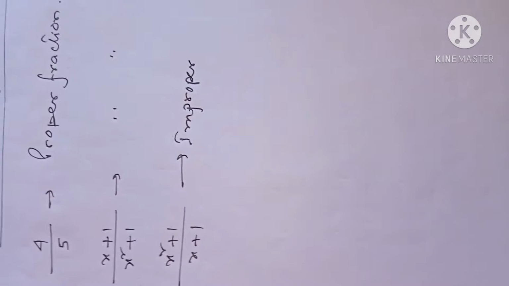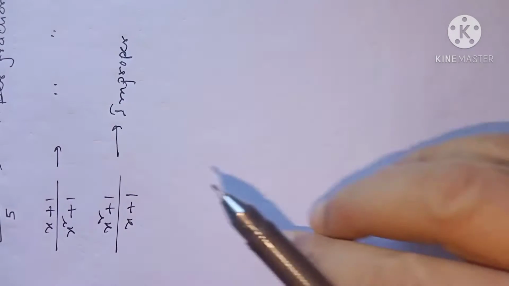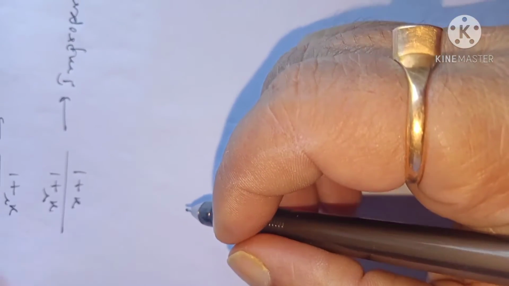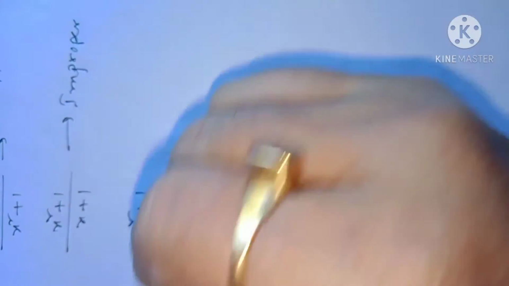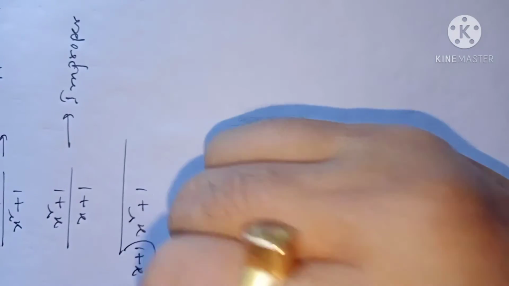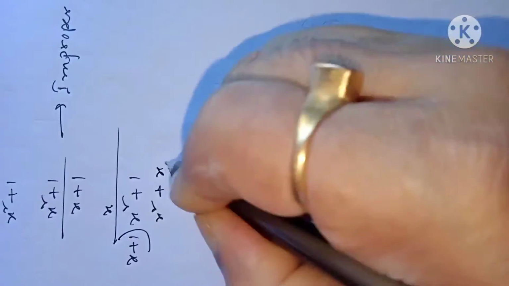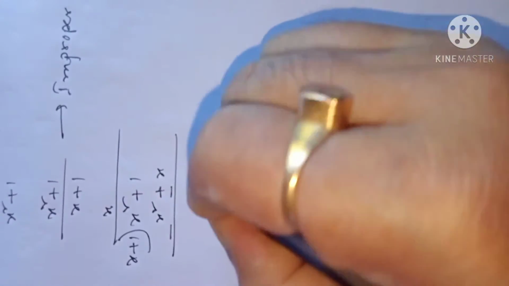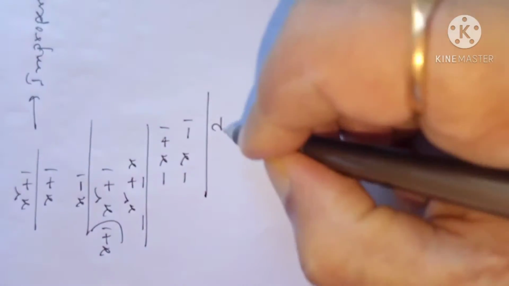If we divide the numerator by the denominator, then the fraction will get converted into one polynomial plus a proper fraction. Like this one, we can divide x square plus 1 by x plus 1. We divide x times, so it will be x square plus x, then minus, it will be minus x plus 1. Then you can give here minus 1 time, then it will be minus x minus 1. That means the remainder is 2.